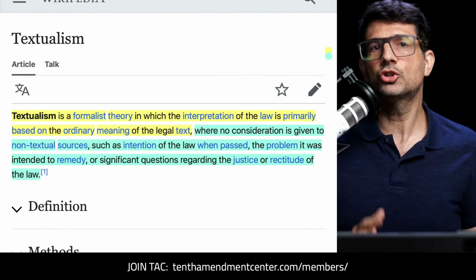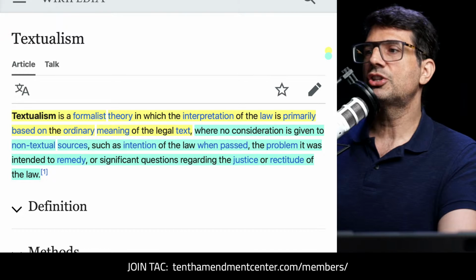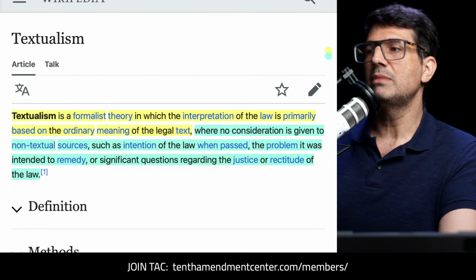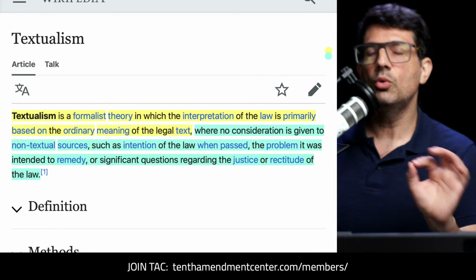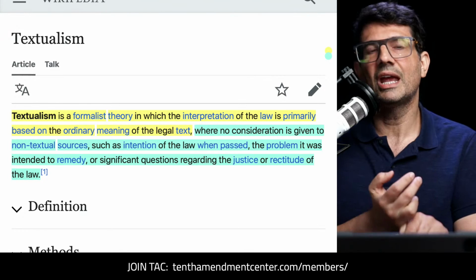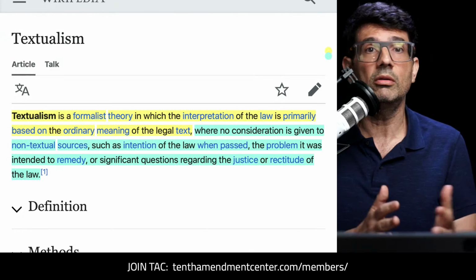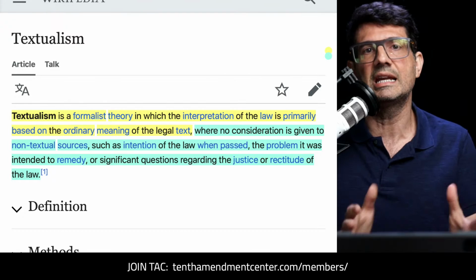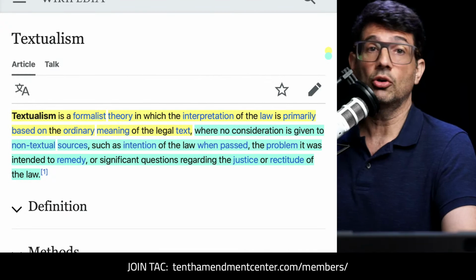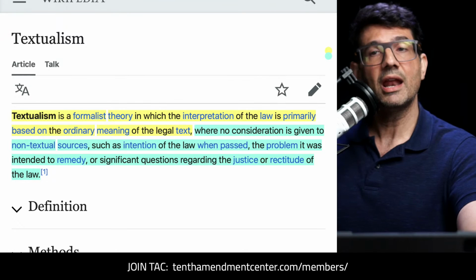Here's what textualism is. It's a formalist theory in which the interpretation of the law is primarily based on the ordinary meaning of the legal text, where no consideration is given to non-textual sources, such as the intention of the law when passed, the problem it was intended to remedy, or significant questions regarding the justice or rectitude of the law, or original understanding, what people may have thought it meant. You just read the text in isolation, and you find what it means in isolation. Now, sometimes you can go to definitions and old dictionaries and things like that, but there is no implication. And I think a lot of people understandably like this approach.